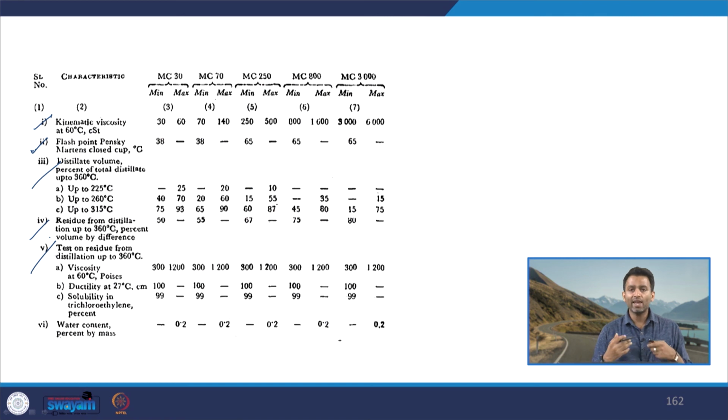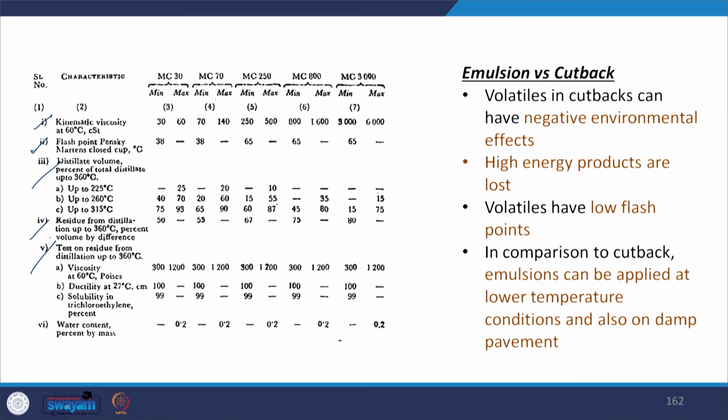And why I have not shown or discussed much about cutback bitumen is because the use of cutback bitumen is not very huge now, and after we have started using bitumen emulsion for pavement applications, the use of cutback bitumen has gone down. In fact, there are environmental regulations because of which cutback bitumen is not allowed to be used during construction.